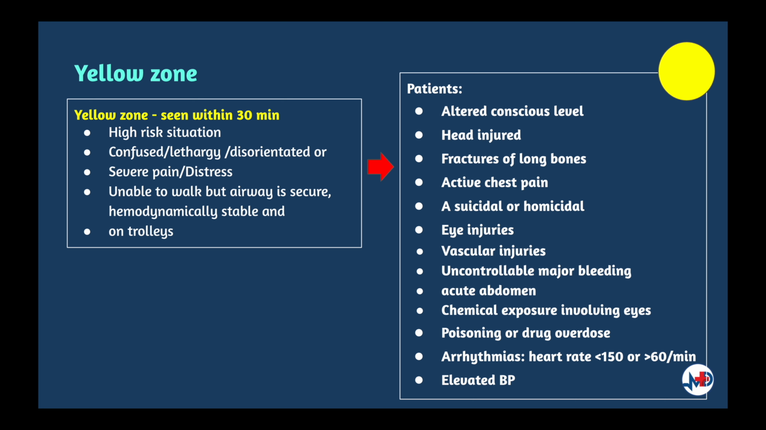The type of case presentations here would be, for example, altered conscious level, head injury with GCS still being stable, fractures of the long bones, active chest pain, eye injuries, vascular injuries, acute abdomen, poisoning or drug overdose, elevated blood pressure, and arrhythmias with a heart rate of less than 60 or more than 150.